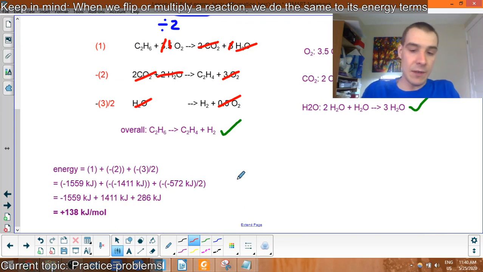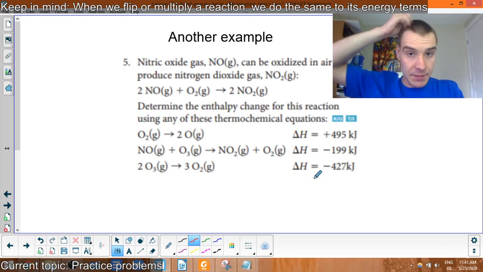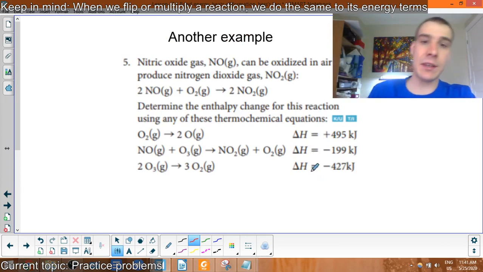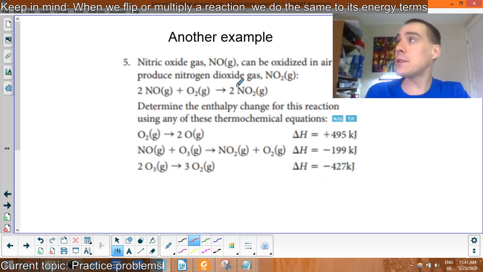We're going to do one more, so I'm going to pause and we'll set up for the next one. Okay, here's another practice problem. This is a nitric oxide one. This is our target equation here: 2NO plus O2 to 2NO2. And these are our givens. This is what we get. We have to figure it out. So let's try that same process.